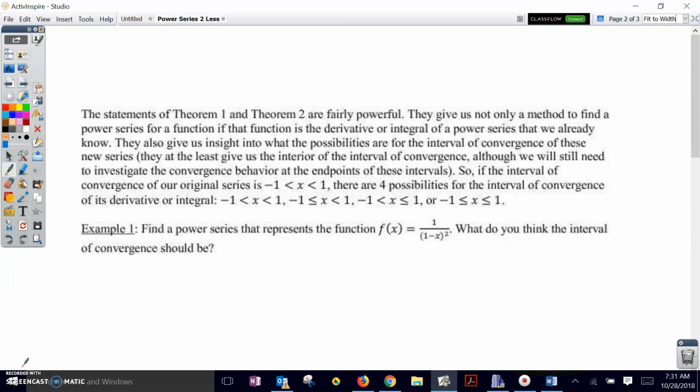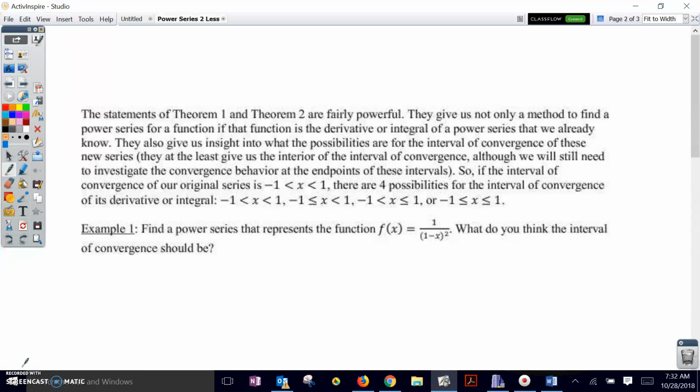Alright, welcome back everybody. In this video we're going to look at some examples from the Power Series 2 lesson. Now hopefully you've read through the first page of notes here on Theorems 1 and 2, which basically all those two theorems tell us is that if we have a series that we know, we can generate additional power series by using either differentiation or integration. And to find the power series for the derivative of a power series we already know, all we need to do is take the derivative term by term of the power series that we already know.